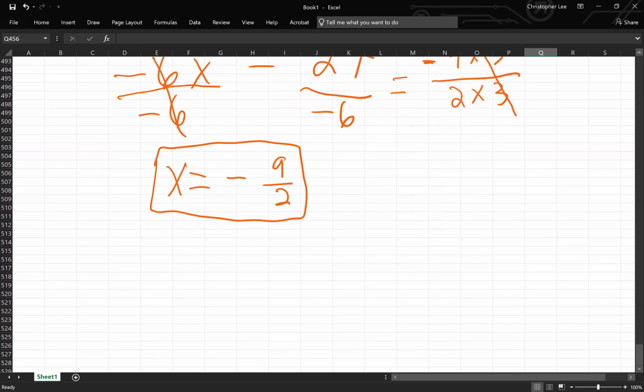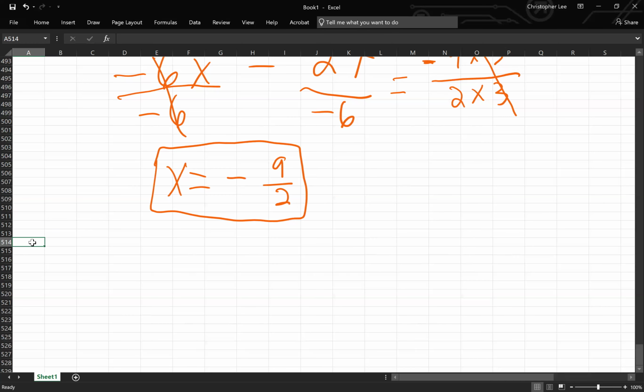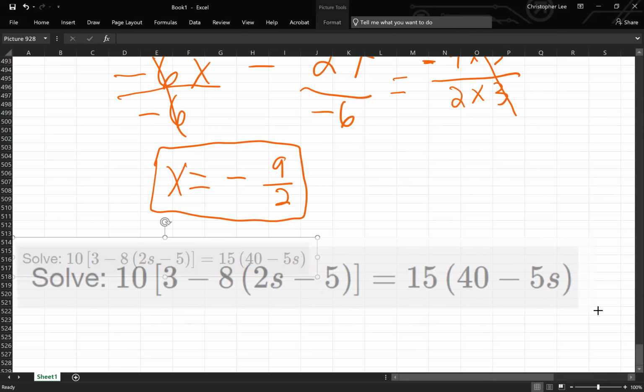All right, so nobody said they want to try another one like this, so we're going to go on to the next example. This example is a little bit harder. Instead of x's, we got s's.